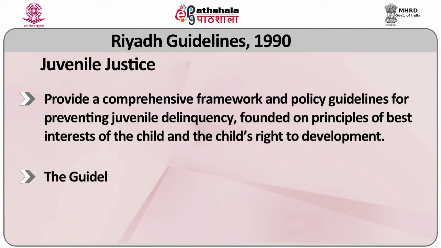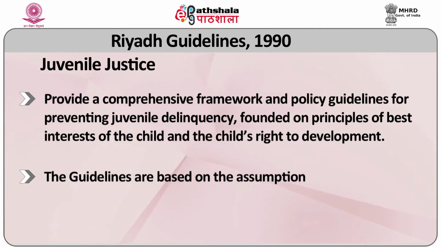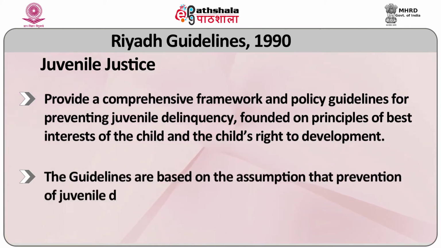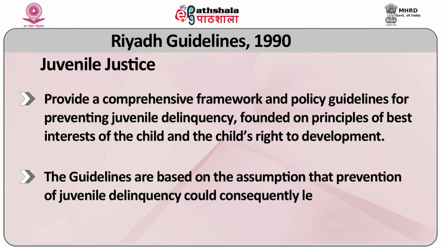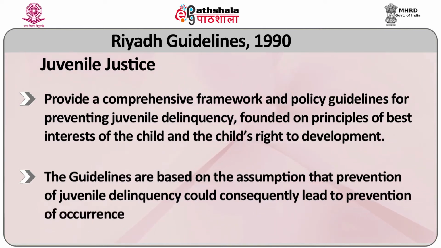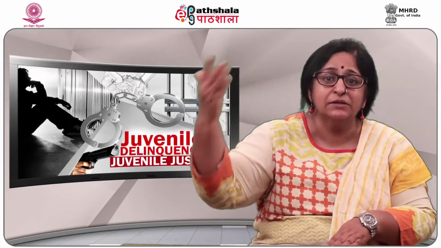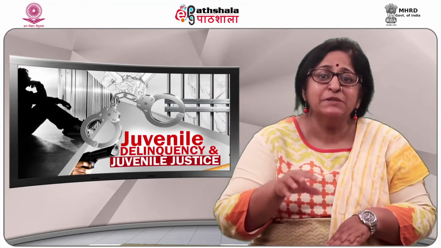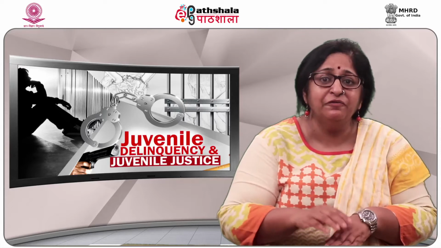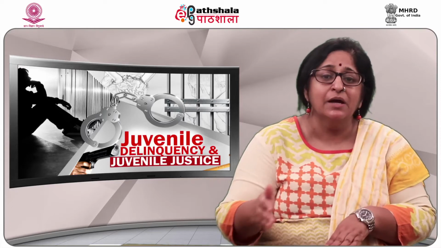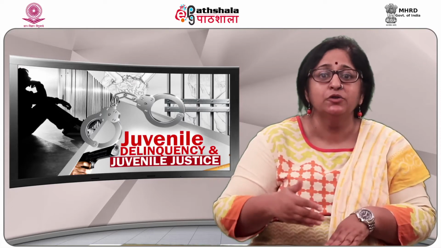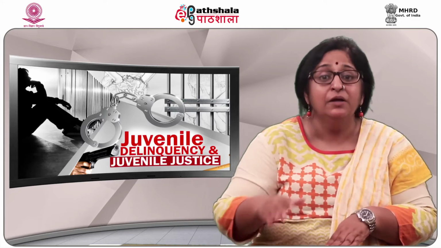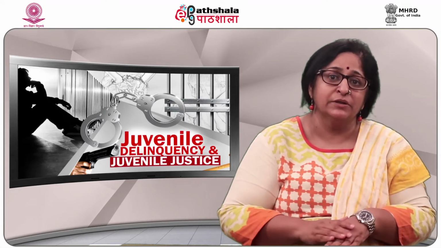These guidelines are founded upon principles of best interest of the child and the child's right to development. The guidelines are based on the assumption that prevention of juvenile delinquency could consequently lead to prevention of occurrence of other crimes in society once the children and the juveniles grow up. The emphasis on prevention helps to promote the general welfare of children and young persons and aids their development to their fullest potential, which is very, very important.